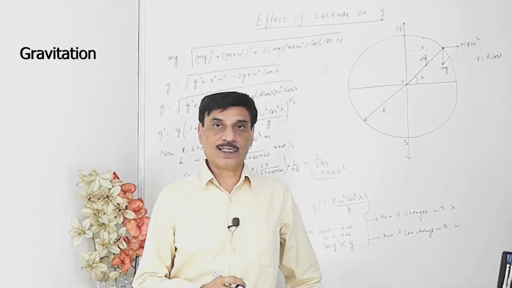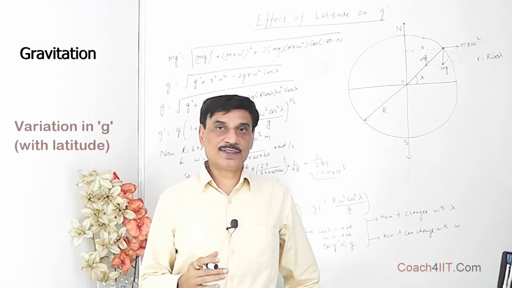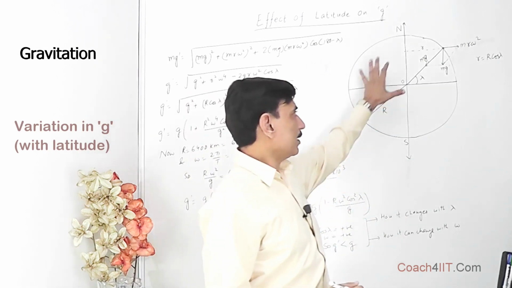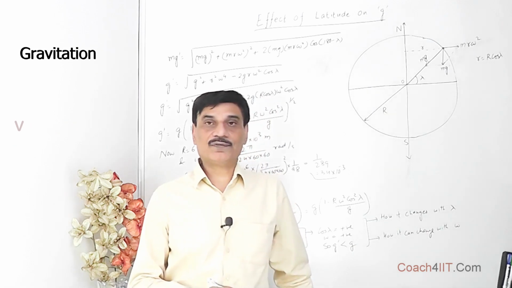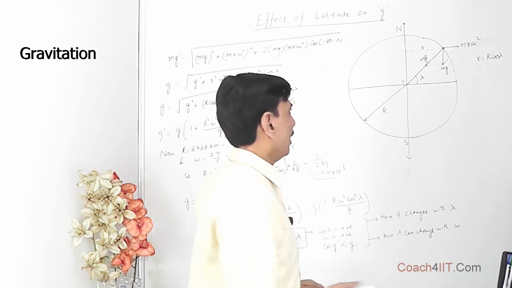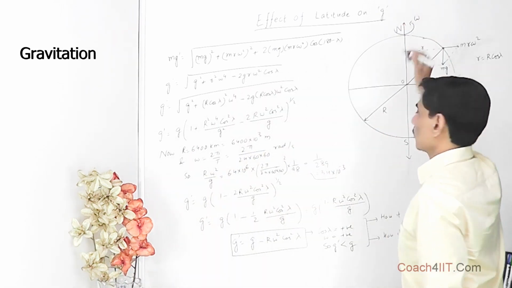Let's understand the effect of latitude on the value of g. That is how the acceleration due to gravity changes with latitude. If we take Earth as a solid sphere of uniform mass density, this is the North Pole, this is the South Pole, and let's say it is moving in this direction with the angular velocity omega.